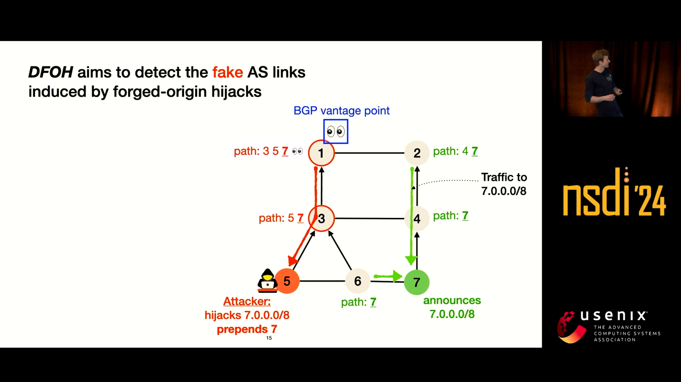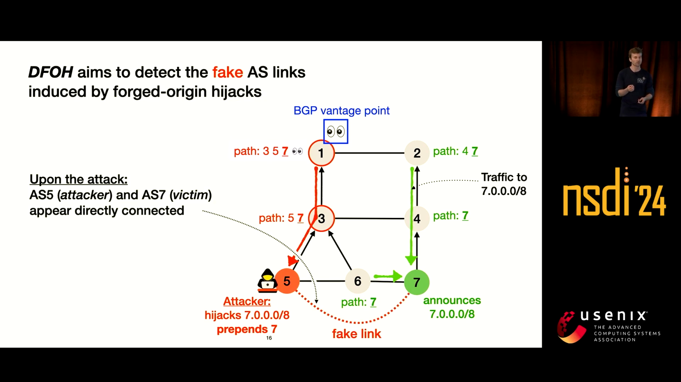And when we look at the AS path, here, for instance, the AS path at AS1, we will see that 5 and 7, the attacker and the victim, are consecutive in the AS path. So it's as if they are peering directly together, but actually they are not. Okay? So this is a fake link between the victim and the attacker. Okay? And this is actually a strong sign of a forged origin hijack.